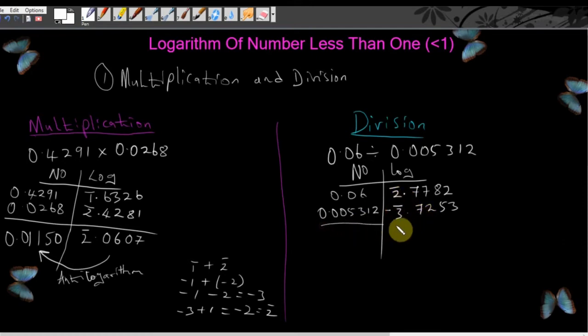Rule a line. 2 minus 3, it won't go, you borrow 1 here, put here, it becomes 12. 12 minus 3 gives us 9. 7 minus 5 gives us 2. 7 minus 2 gives us 5. 7 minus 7 is 0.